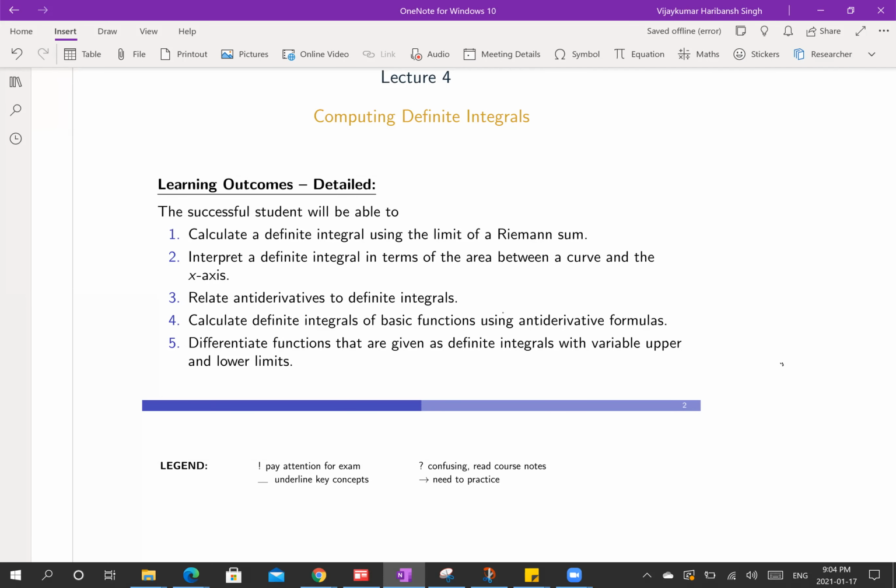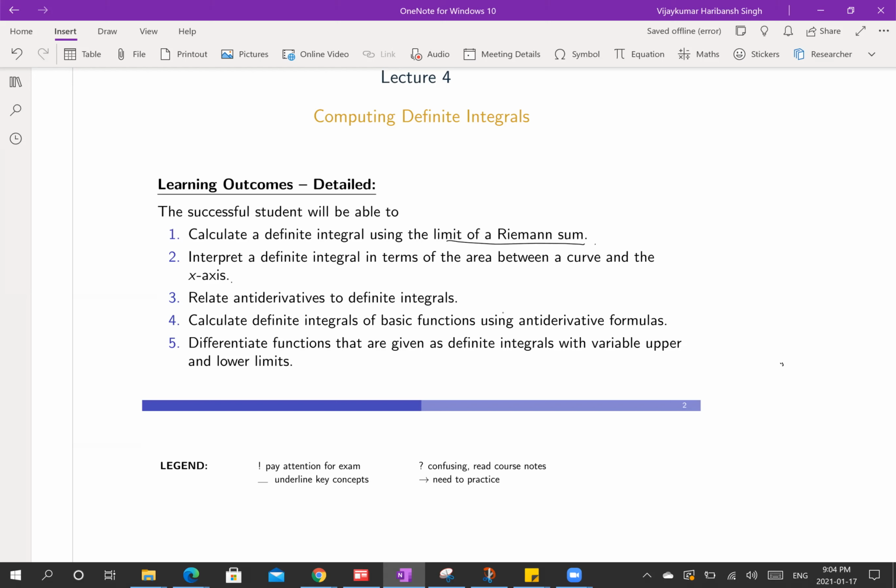Welcome. We want to discuss computing integrals, computing definite integrals. At the end of this lecture, we'll be able to do the following. One, calculate a definite integral using the definition of Riemann sum discussed in the last class. Interpret a definite integral in terms of area between the curve and the x-axis.